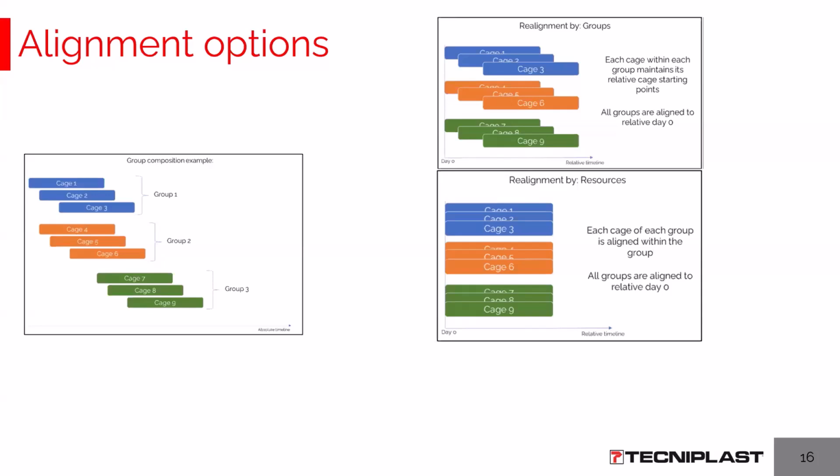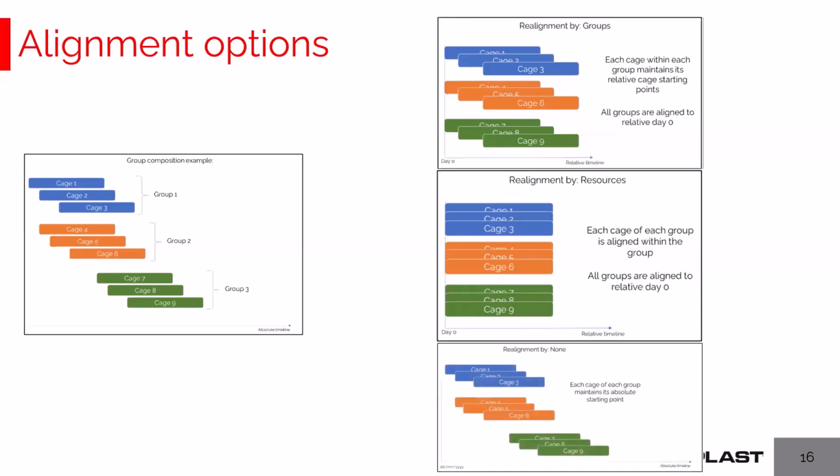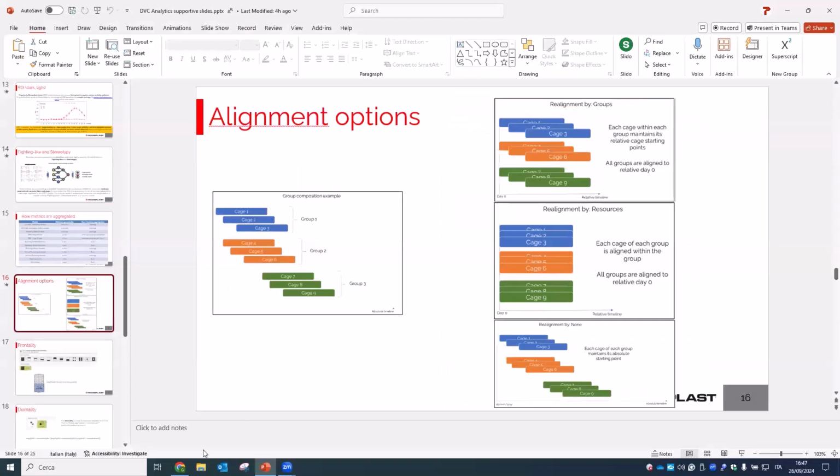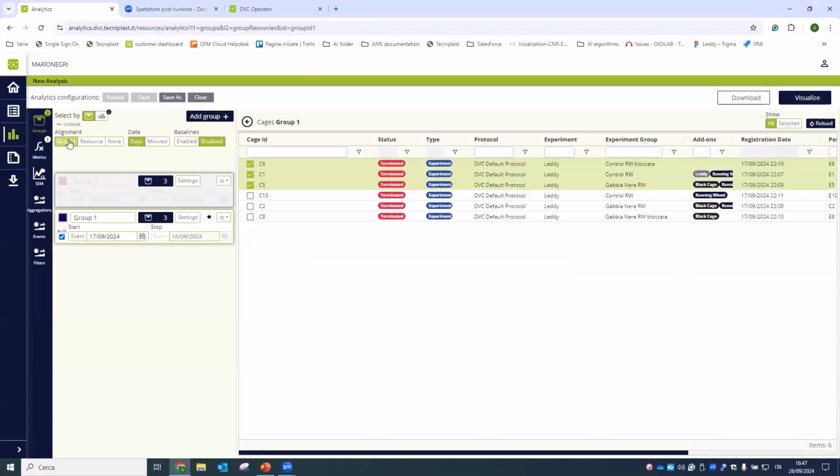You will end up making a group or even a comparison at the wrong relative time. The third approach is the no-realignment approach. Cages are left as they are, groups are left as they are, and there is no realignment, no movement of the data points. Simply, the analysis is performed when the first cage data appear. So these are the three different types you can find here: alignment by group, alignment by resources, and alignment none, meaning leaving everything as it is.